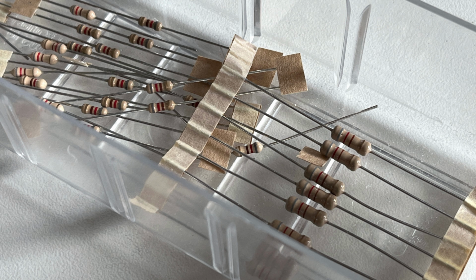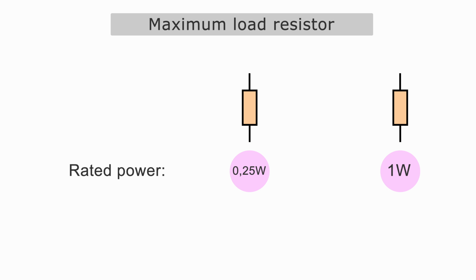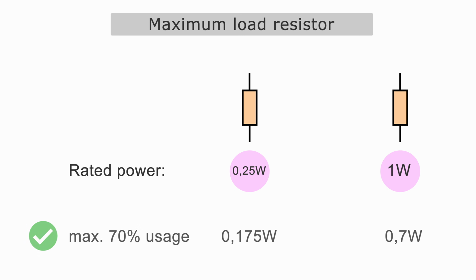Resistors can become very hot during operation. Therefore, I recommend only using them at a maximum of about 70% of their capacity. A resistor with a quarter watt, this means 0.25 watts, is therefore a little too low for our application. I prefer to use a stronger resistor with 1 watt of power.